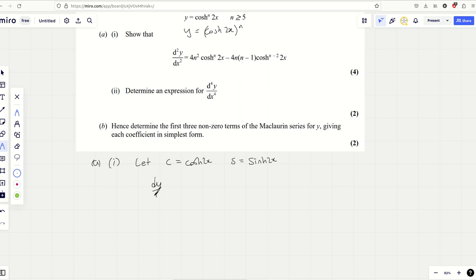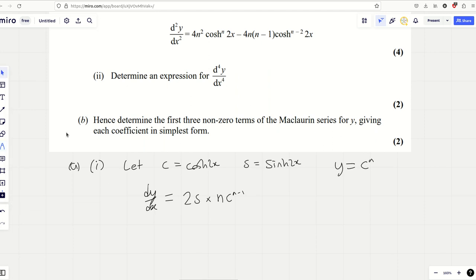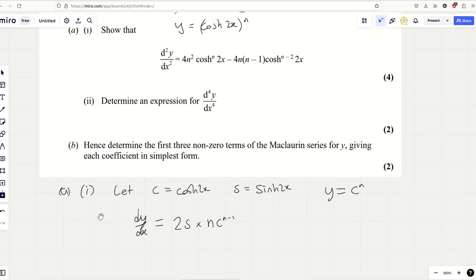So if y equals C to the power of n, that's really what we've got, then dy/dx is going to be, well, remember that when you're differentiating C, you're differentiating cosh 2x, and that differentiates to 2 sinh 2x, which in my notation is just 2S. But then you have to differentiate stuff to the power of n, and that differentiates to n times the stuff to the n minus 1. Do you see what I mean? If we use this notation, it's just going to save our sanity really. We might just escape this question alive.